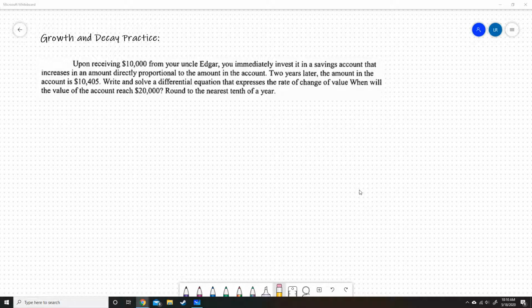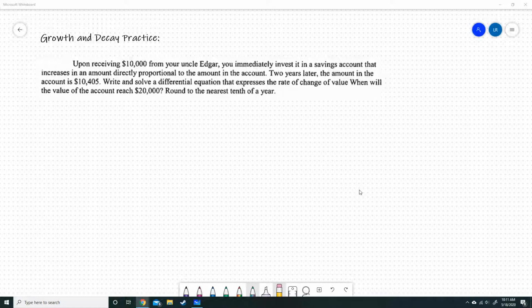So upon receiving $10,000 from your Uncle Edgar, you immediately invest it in a savings account that increases in an amount directly proportional to the amount in the account. 2 years later, the amount in the account is $10,405. Write and solve a differential equation that expresses the rate of change of value. When will the value of the account reach $20,000? There is a lot in this question.